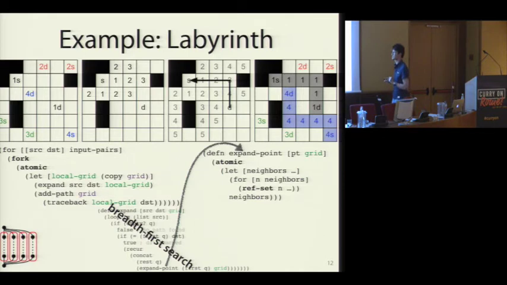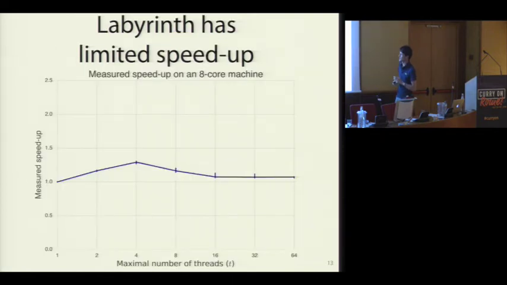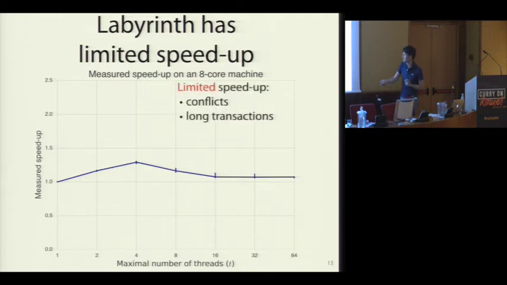In this application, a transaction is created in a future, and this works as expected. However, if you run this application, you will see that the speedup is very limited. As the number of threads increases, you get a very modest speedup. And this happens because of two reasons.